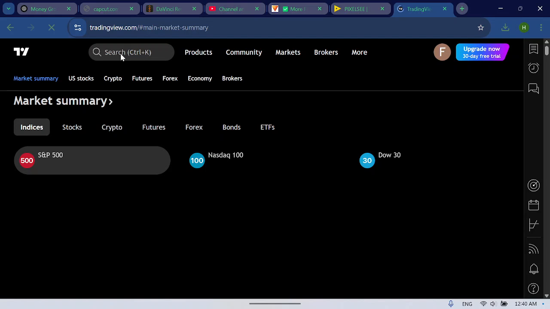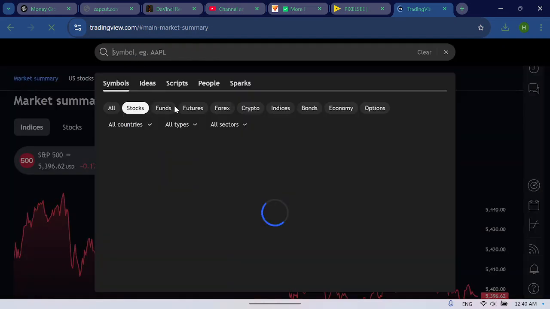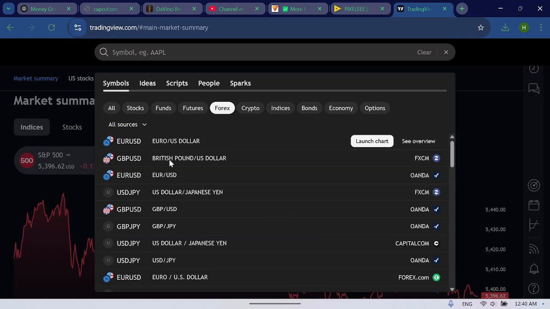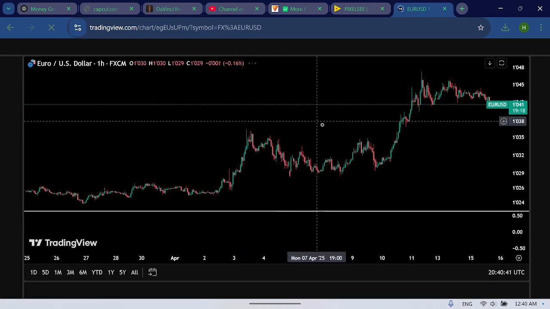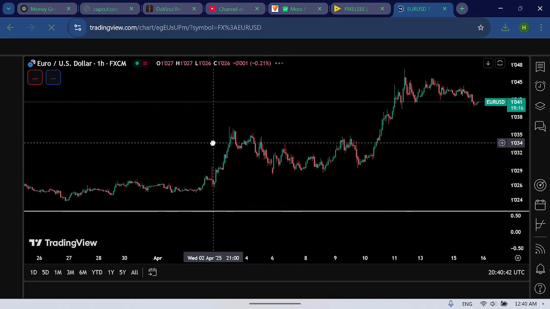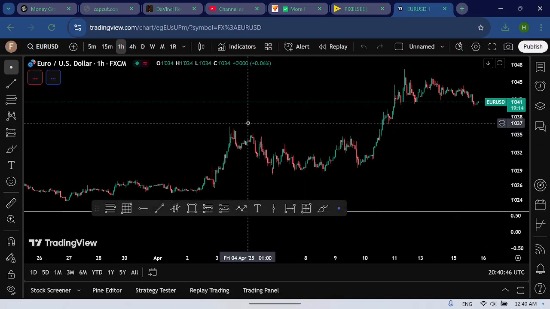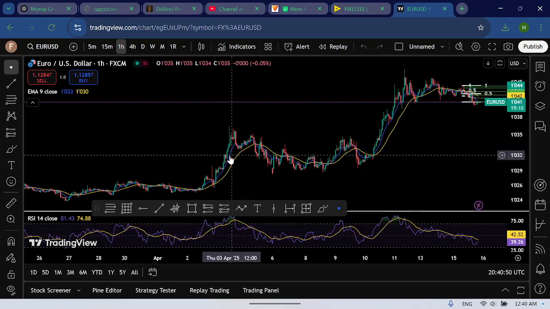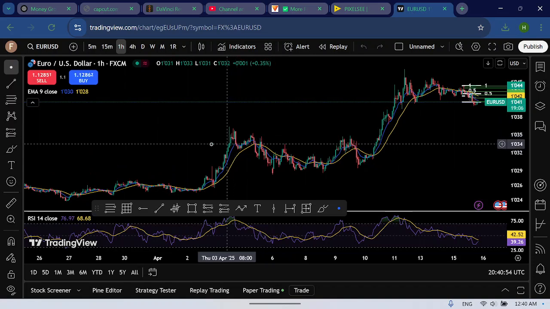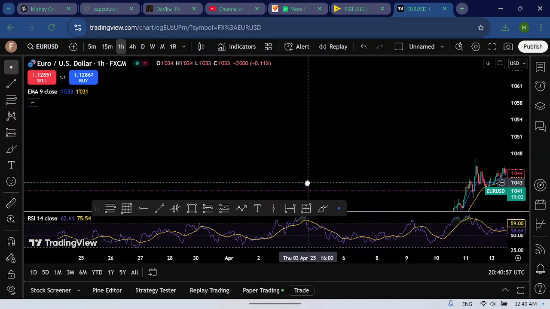For an example, I'm taking the forex pair USD euro. I'm taking this pair right here, USD euro, or you can call it euro USD, anyway you want. As you can see, this market consists of a green candle and a red candle. So basically we call it a candlestick.